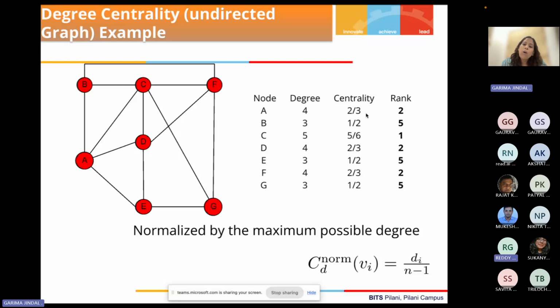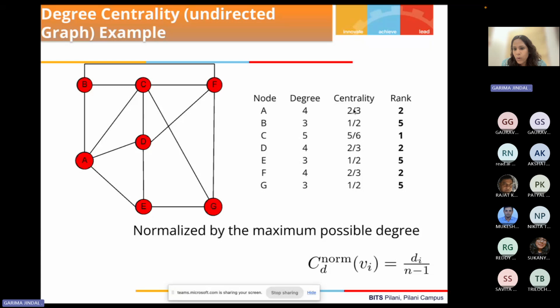Ma'am, you said maximum degree is 7, right? How did we get that maximum degree? No, the maximum degree is 6. Why 6? Because this network has 7 nodes. For example, take node A. The maximum degree of A is when A is connected to all the other nodes. How many remaining nodes are there? There are 6. So the maximum degree in this network will be 6.